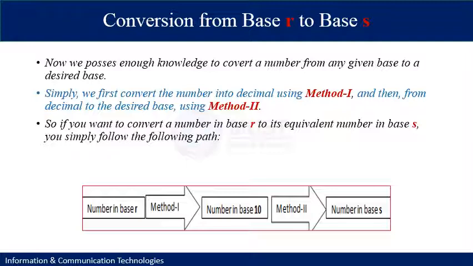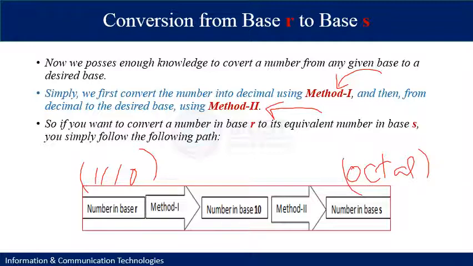So simply, we first convert the number into decimal using method 1, and then from decimal to the desired base using method 2. So if you want to convert a number in base R to its equivalent number in base S, you simply follow this path. For example, you have a number in the binary system and you want to represent it in the octal system.